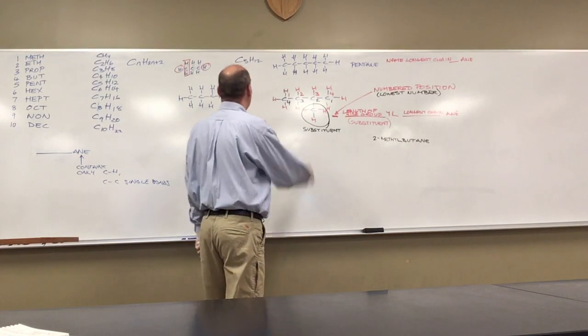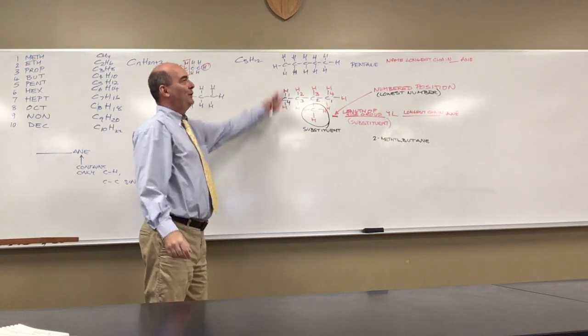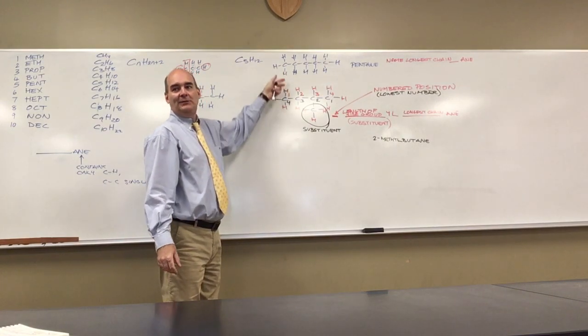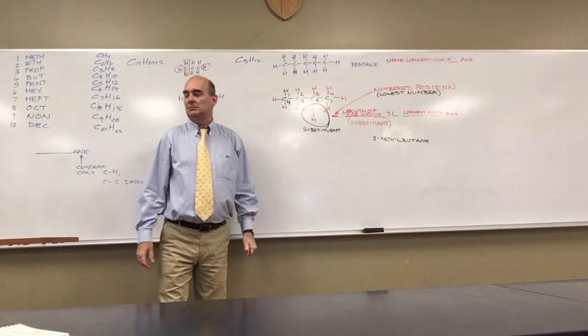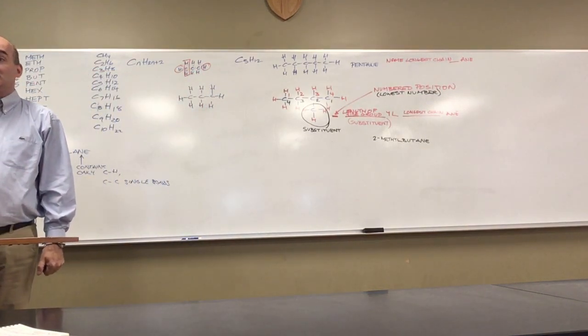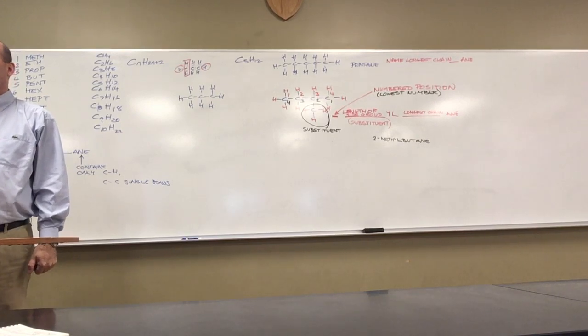Okay, so if I said draw me C5H12 and you only drew me that one, then it looks like you're only getting 50% of the points. Unless, of course, there was another variation. Is there another variation?